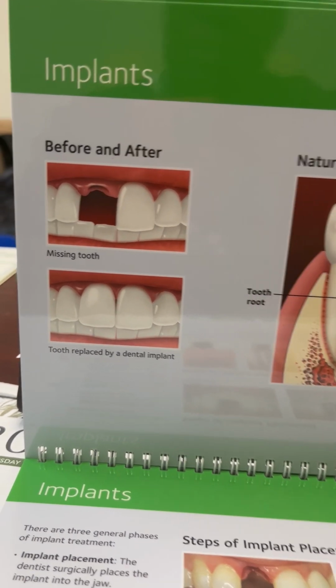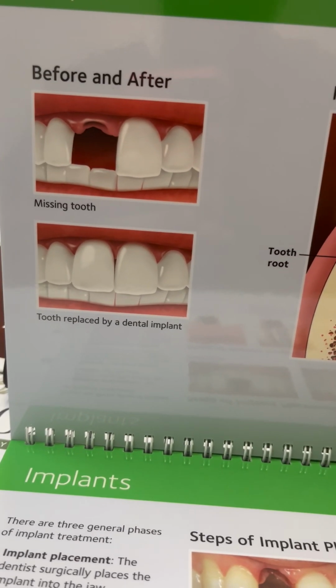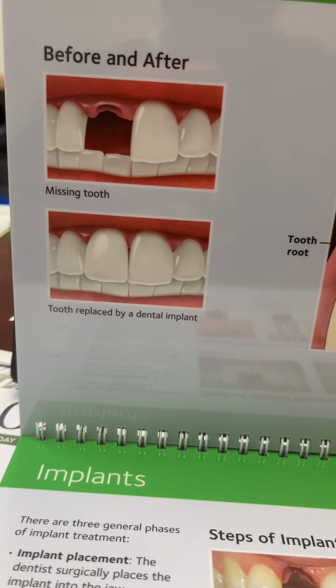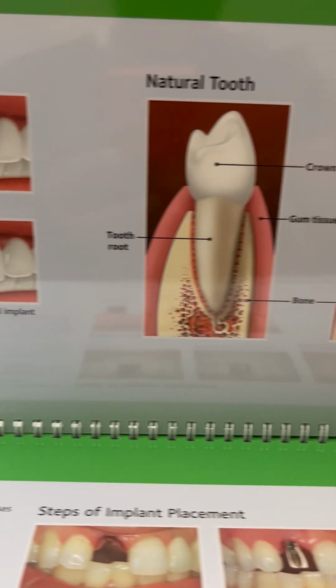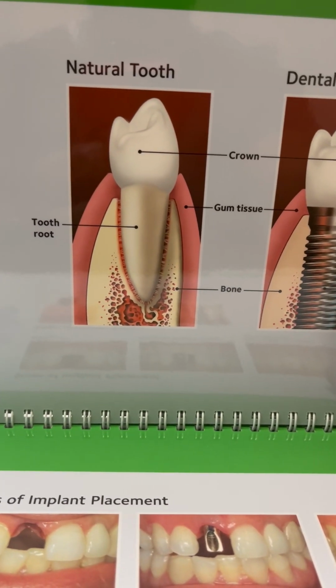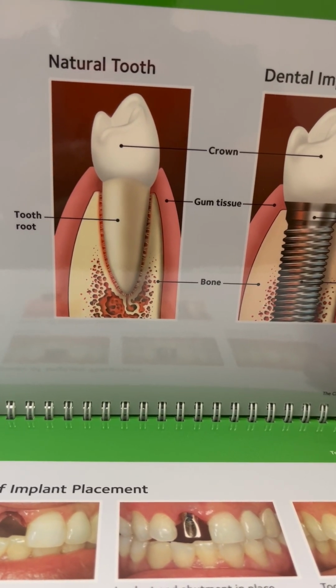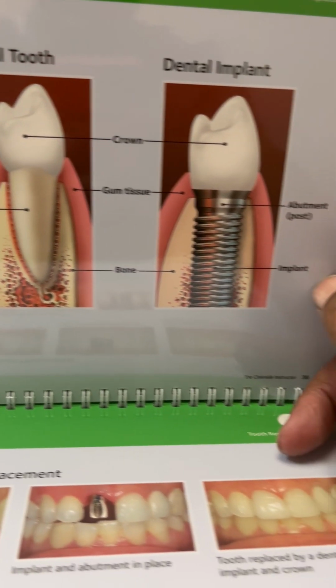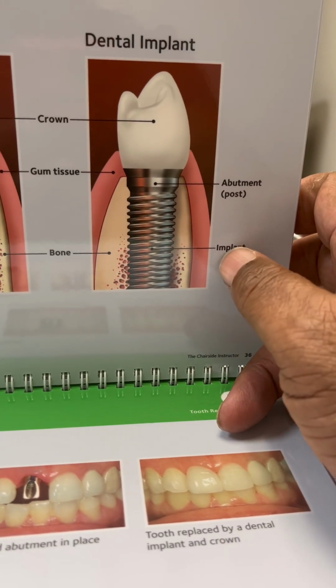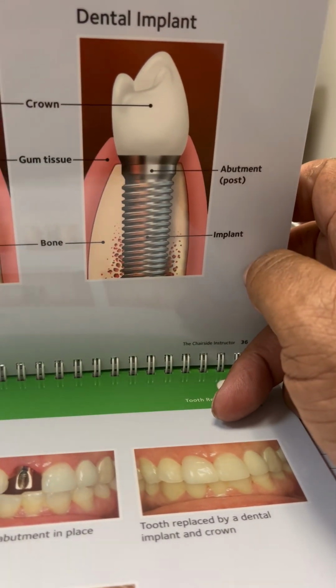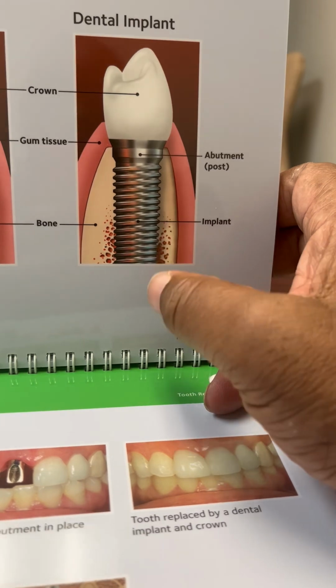In this example, it shows a person with a missing tooth, and it shows what happens when the tooth is replaced by an implant. This shows a natural tooth. The white part is the crown, that's the part you see. The root is the part that's in the bone that you can't see. And this shows you what a dental implant is. See right here where my thumb is, where it says implant? That's an implant. This metal part here, that's an implant.